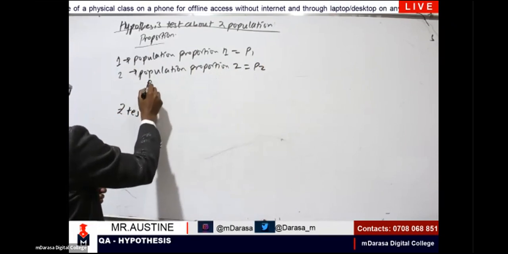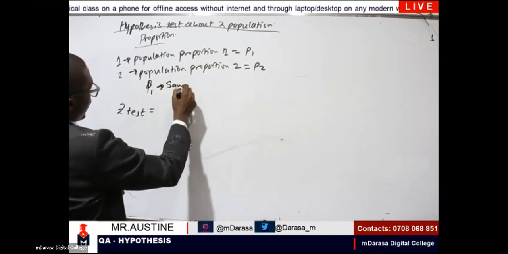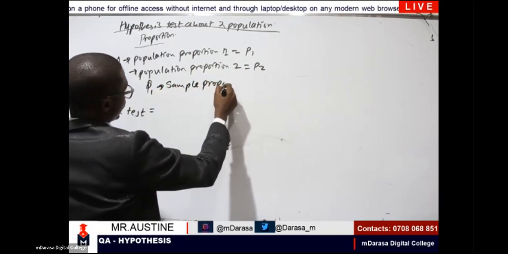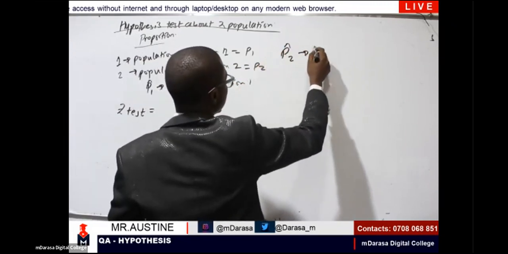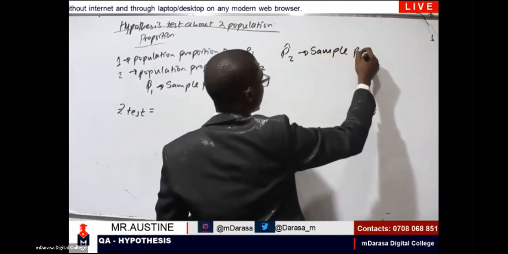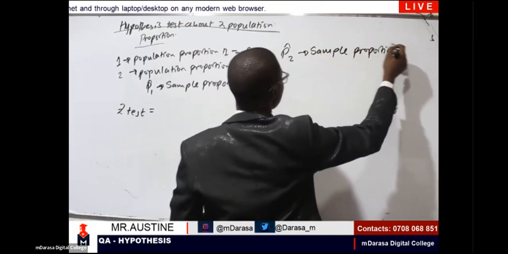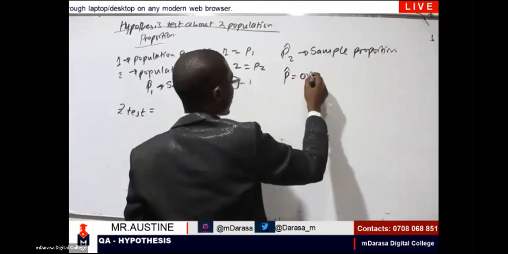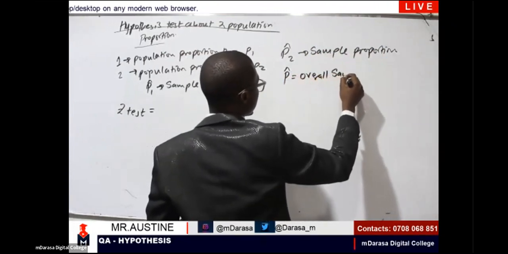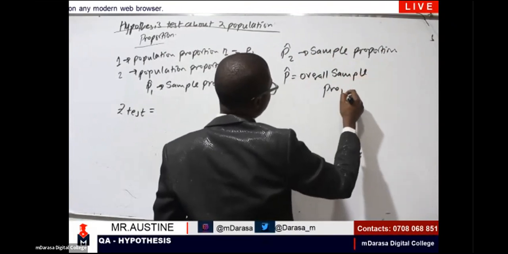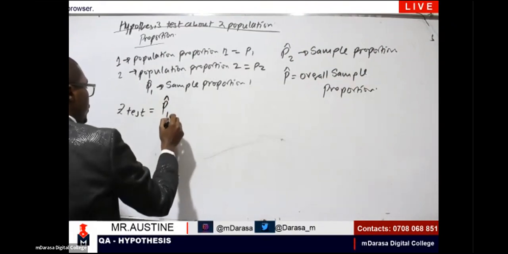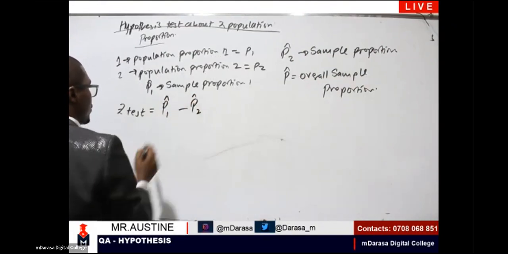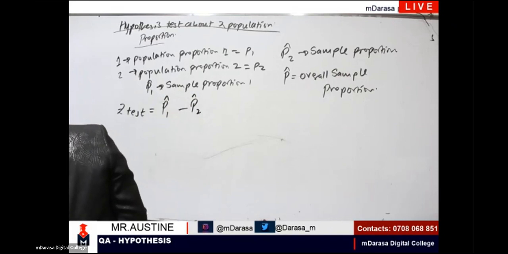So this one is sample proportion 1. This one is sample proportion 2. P is the overall sample proportion. So the z-test will be P1 minus P2, so the sample proportion 1 minus the sample proportion 2.